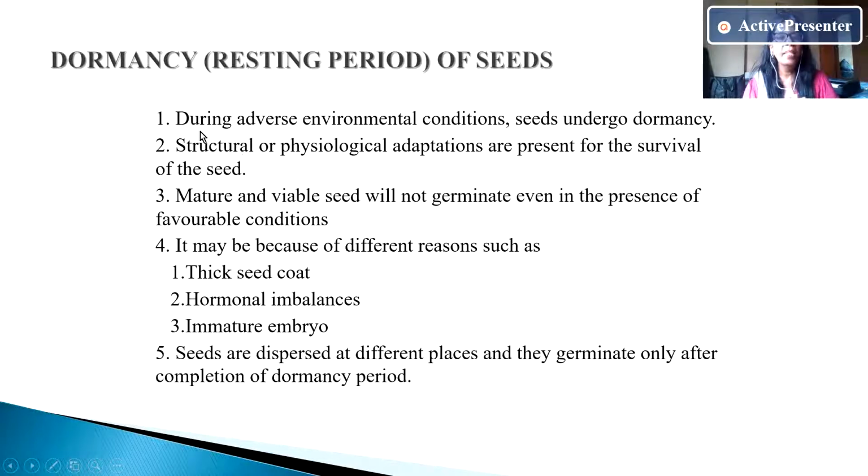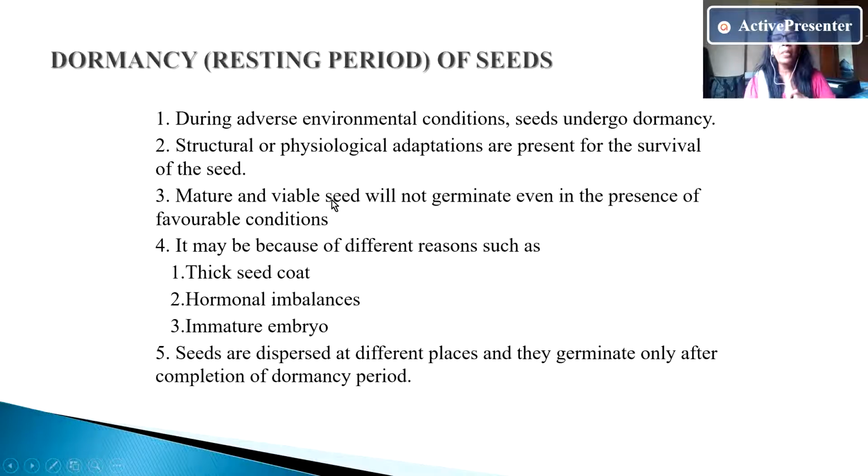Next one is dormancy, that is the resting period of seeds. During adverse environmental conditions, seeds undergo dormancy. Even after fertilization, fruit formation and seed formation take place, the seed does not develop immediately. It undergoes some resting period, which is known as dormancy. That may be due to some environmental condition or some internal inhibitory factors. Structural or physiological adaptations are present for the survival of the seed.